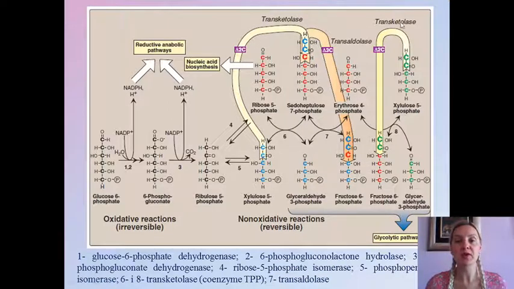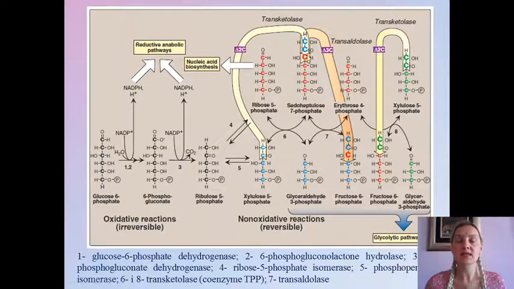Then we have two other enzymes, transketolase and transaldolase, which are responsible for the transfer of 2 carbon fragments or 3 carbon fragments from one monosaccharide to another. And this is one of the examples. From xylulose 5-phosphate we can transfer a 2 carbon fragment to ribose 5-phosphate to get sedoheptulose 7-phosphate and glyceraldehyde 3-phosphate, which is an intermediate of the glycolytic pathway.